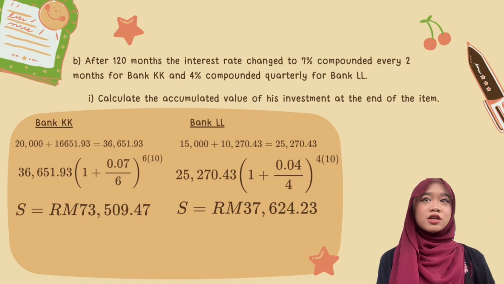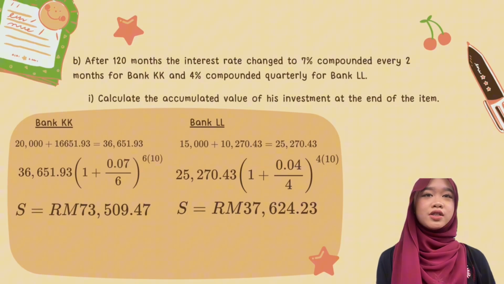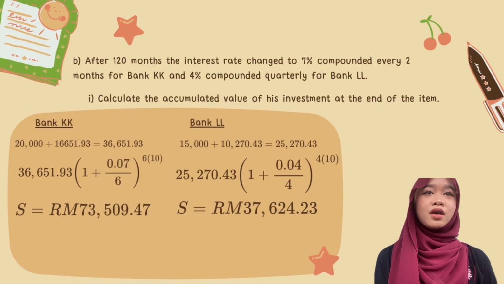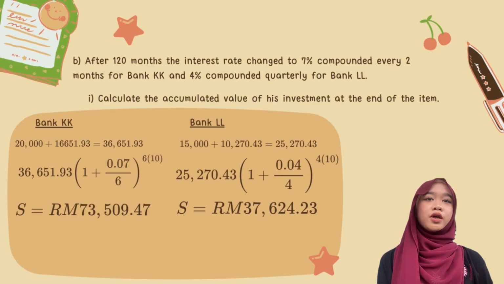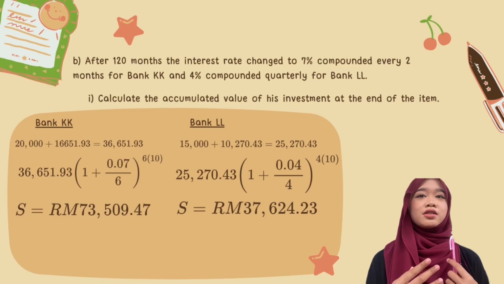For Bank KK, 20,000 ringgit plus 16,651 ringgit and 93 cents equals 36,651 ringgit and 93 cents. 36,651 ringgit and 93 cents (1 plus 0.07 over 6) to the power of 6 times 10. So the final amount for S is 73,509 ringgit and 47 cents.